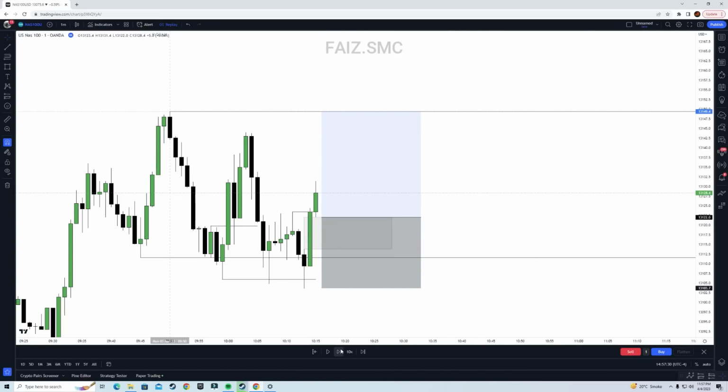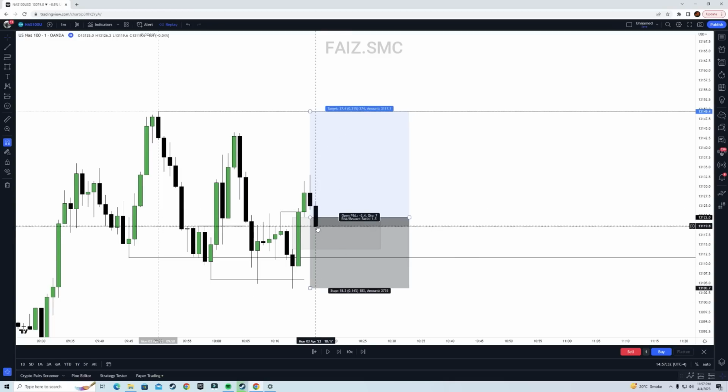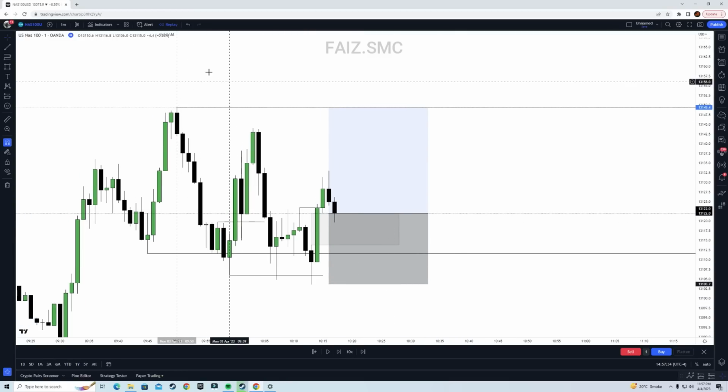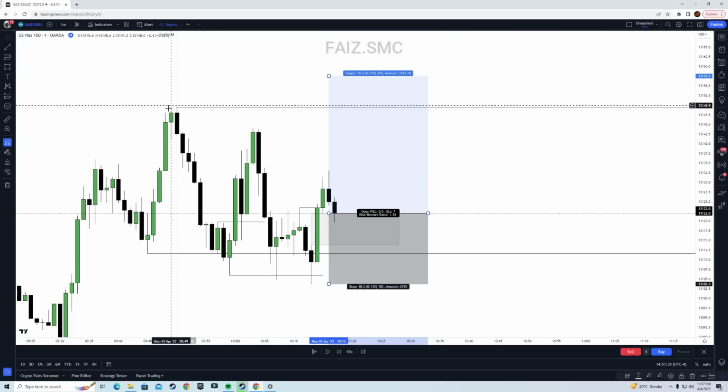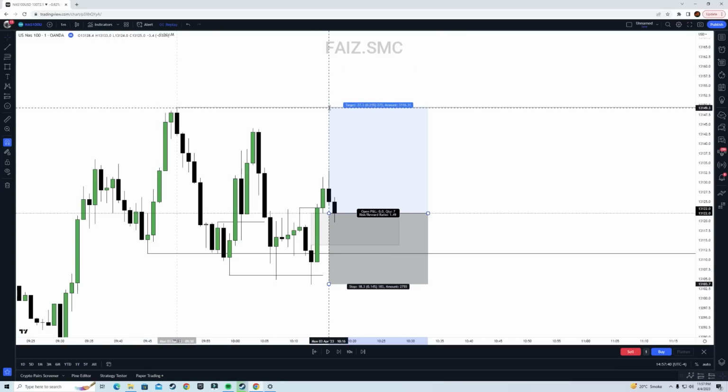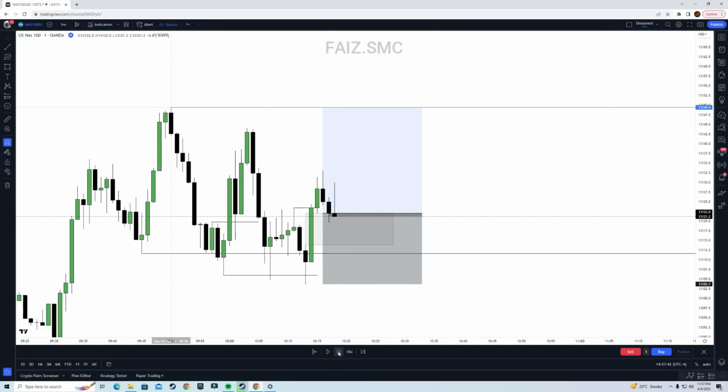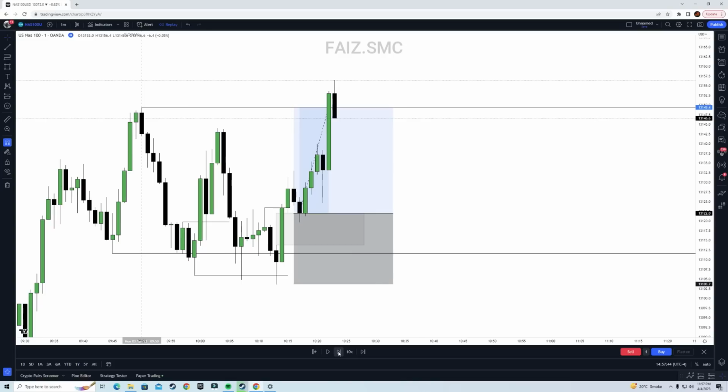So let's say what happens. Price taps into our fair value gap. So we are just following the rules. Okay, we are not gonna take 1 to 2 because our level is this and we are targeting this level of liquidity. So let's see how this plays out. And right there, your take profit was hit.